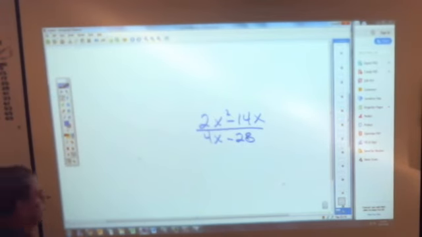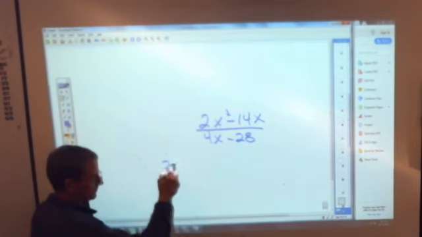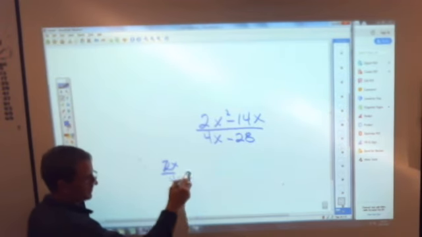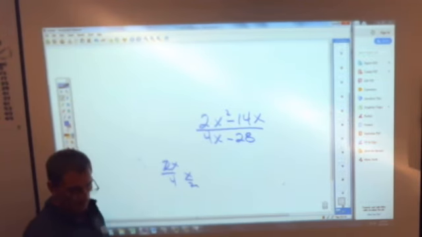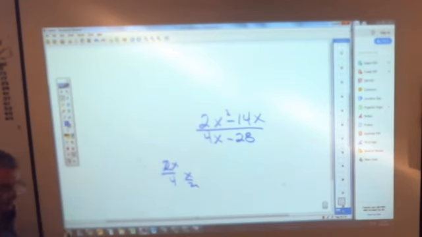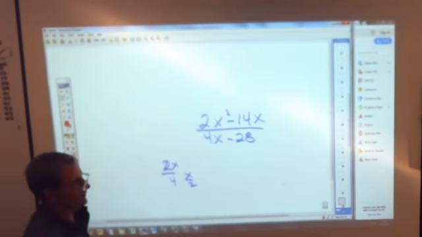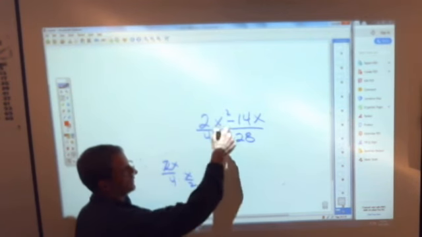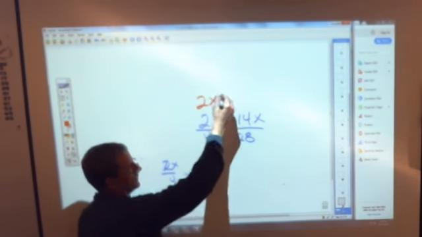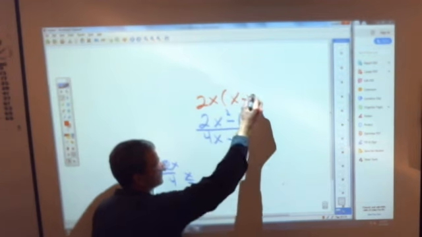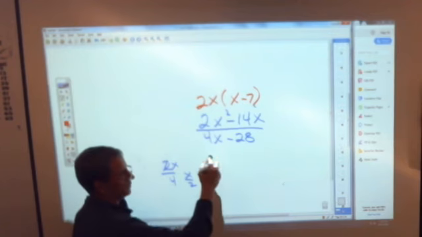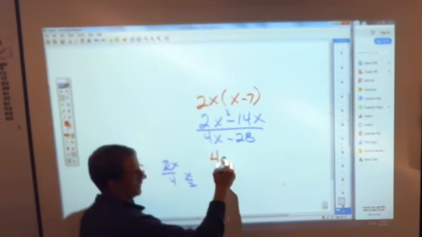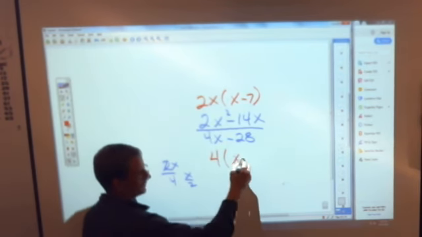Yes, 2x over 4. If that was the answer, these are factors, and you could cross this off and just get x over 2. I don't know if that's the answer, but did we get that? I did. Some people did get that? But I'm guessing you didn't, based on the quizzical look on your face. No? So what can you take out of the top? A 2 and an x, right? You take a 2x, you're left with an x minus 7. 2x times x is 2x squared, 2x times minus 7 is minus 14x. You can take a 4 out of the bottom and be left with x minus 7.